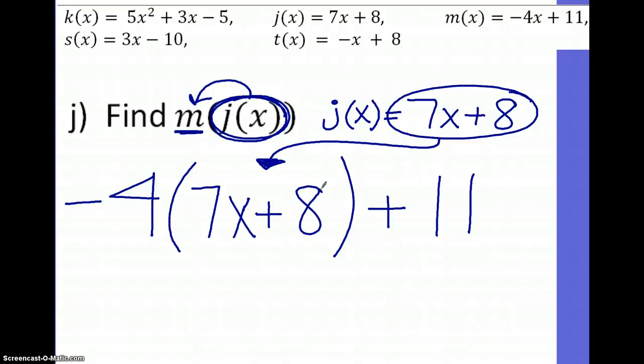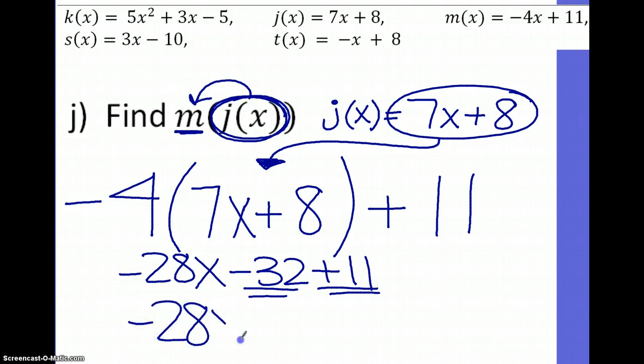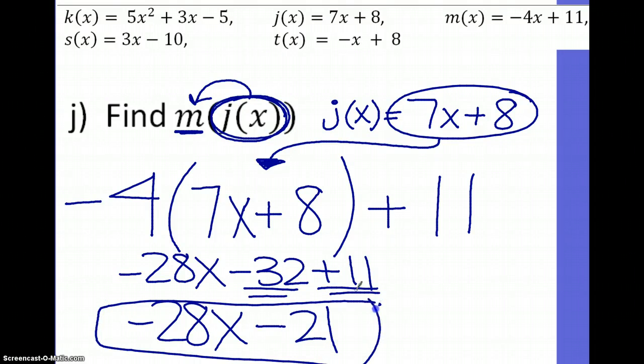And then again, we're going to distribute. So -28x. -4 times 8 is -32. -32 plus 11. So -28x comes down. And that's -21. And that would be M of J of X.